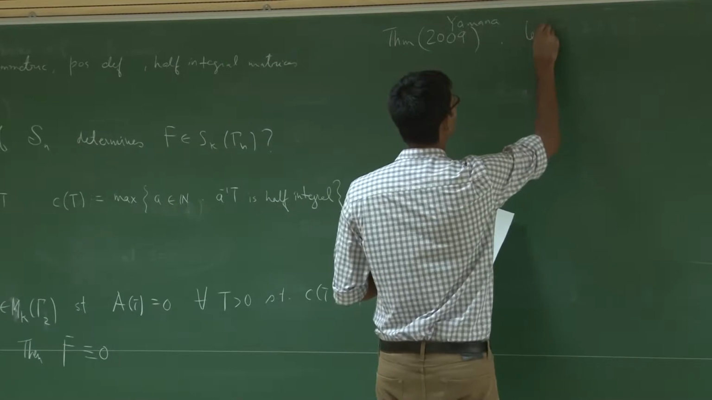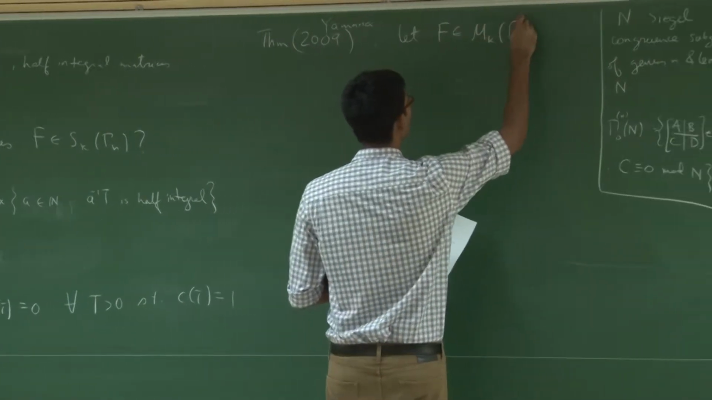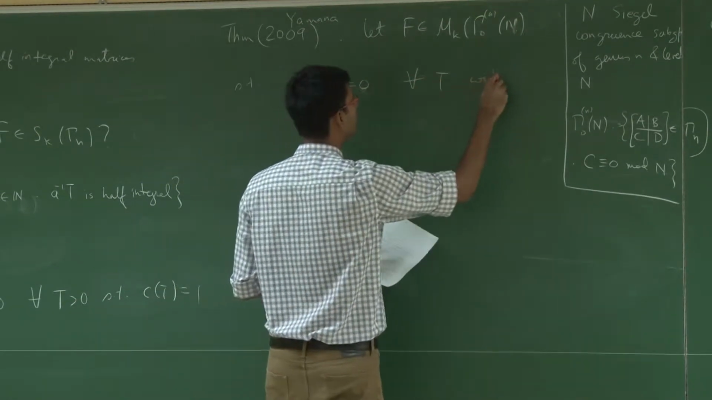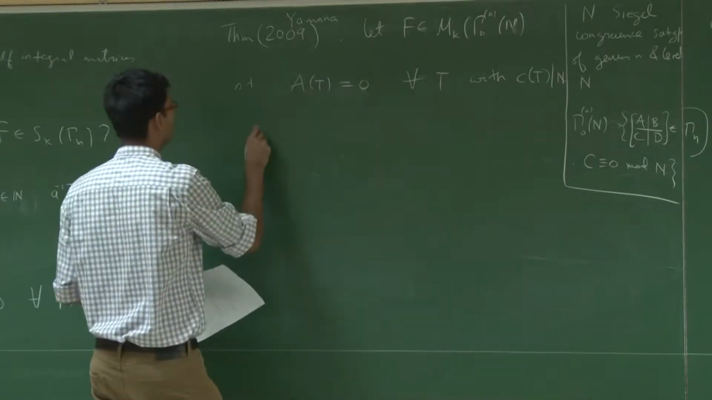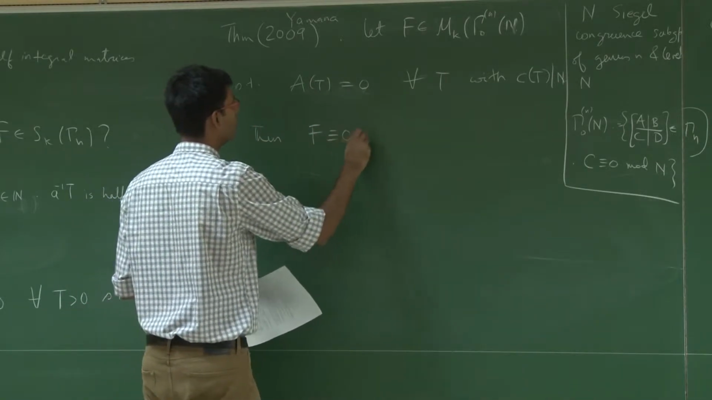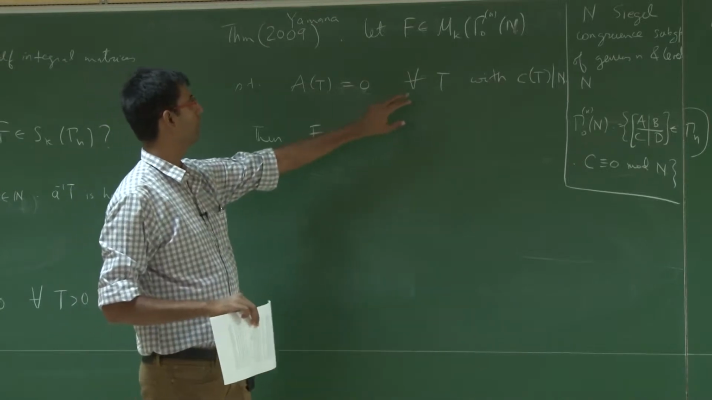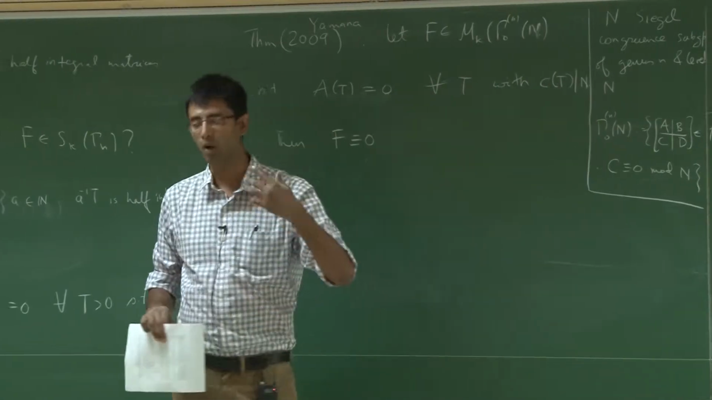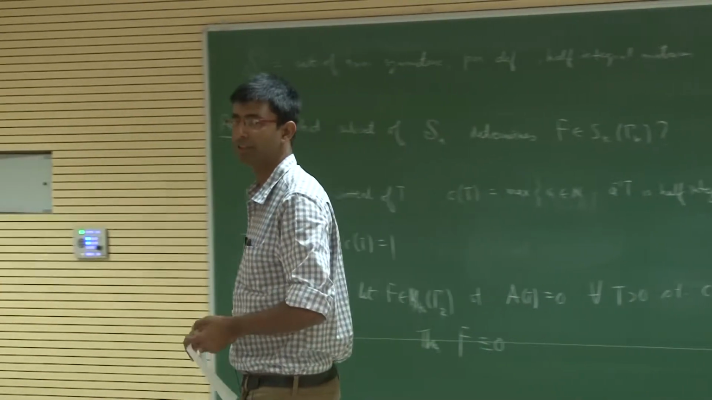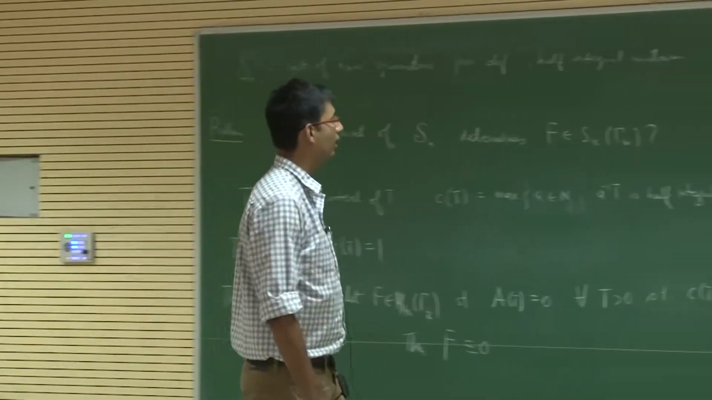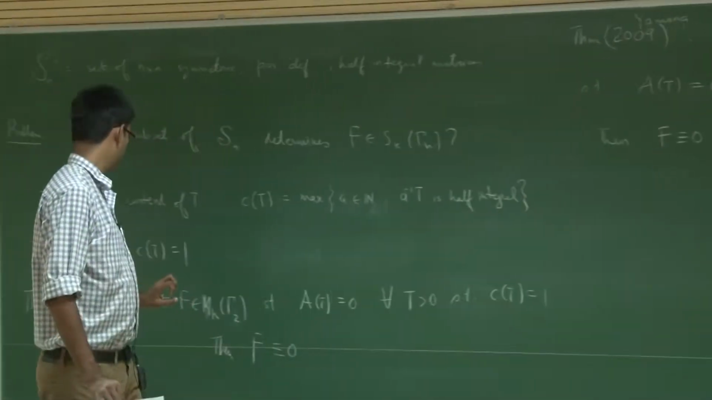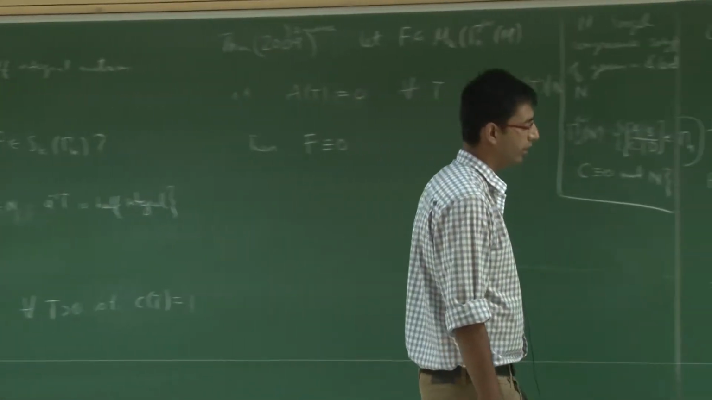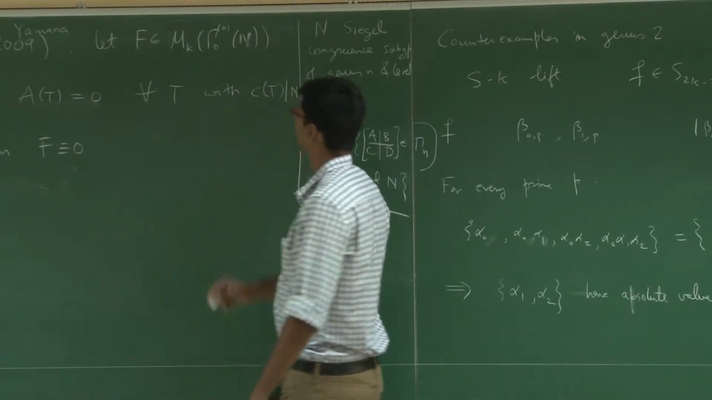So, let f belong to M_k gamma naught N such that A of t is equal to 0 for all t with content t dividing N, then f is identically 0. So, he could not do it with just content t equals 1, that is not enough. You need content t equals 1 or any number which divides N. So, it is a bigger set, but the ideas of Yamana are very much similar to the proof of Zagier, but he just did it in higher dimension, and he did it actually in much more generality. So, this is Yamana's result.